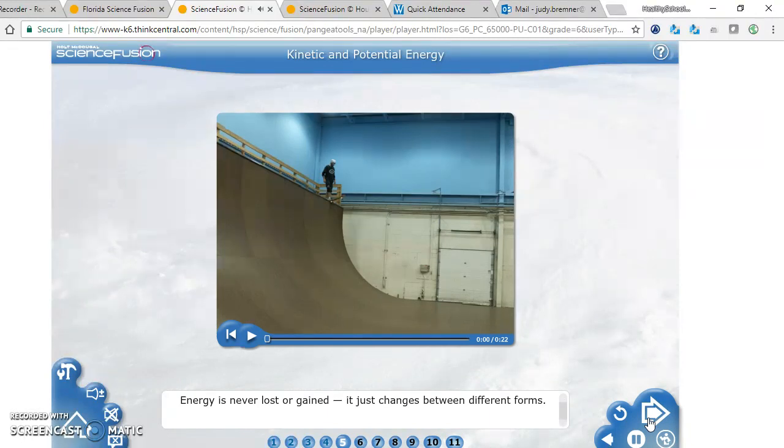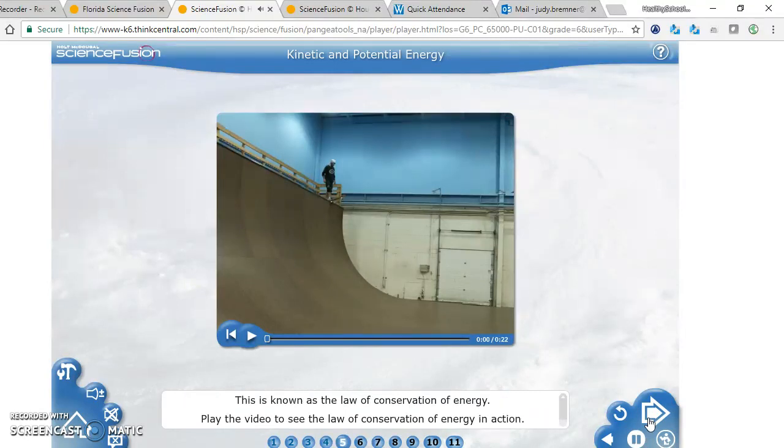Energy is never lost or gained, it just changes between different forms. This is known as the law of conservation of energy. Play the video to see the law of conservation of energy in action.